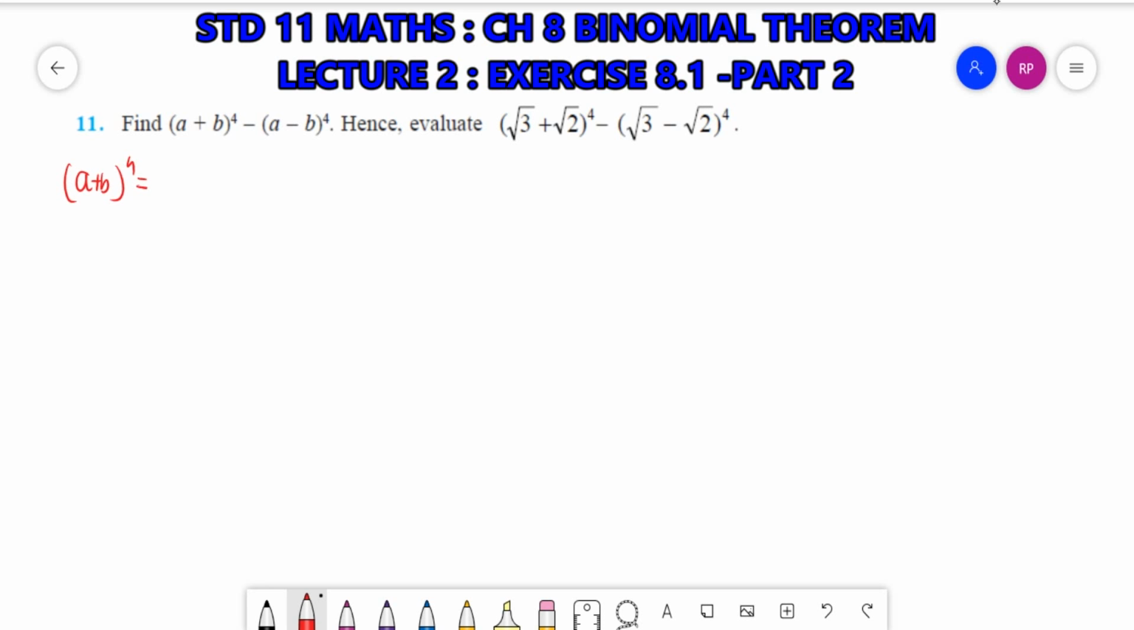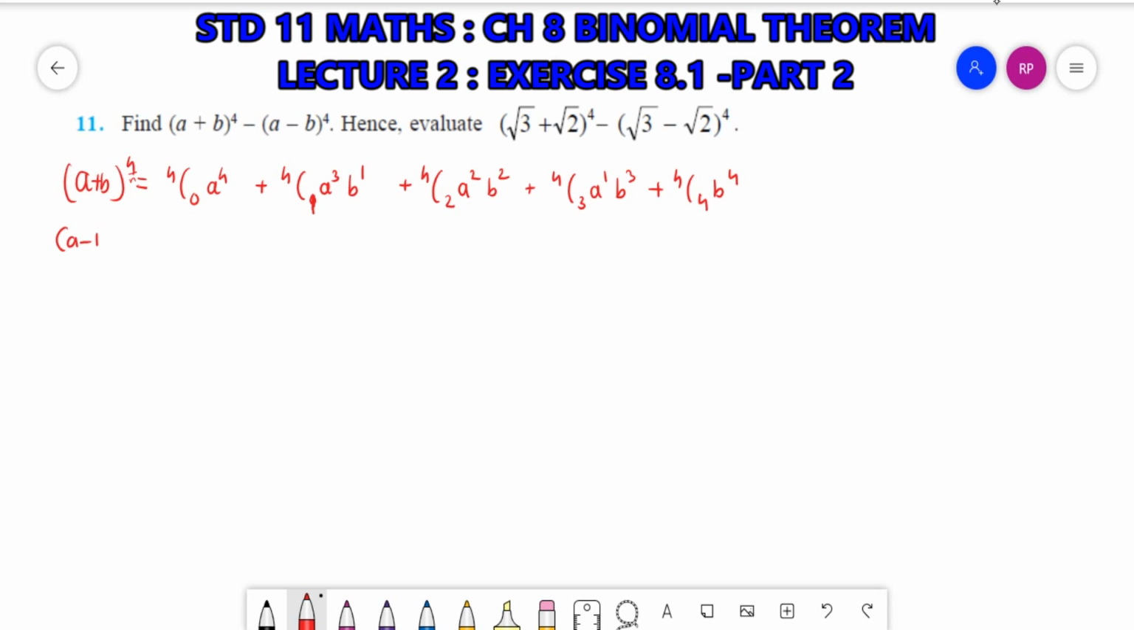So here n is equal to 4. So 4c0 a raised to 4 b raised to 0, so no need to write down, plus 4c1 a raised to 4 minus 1, that is a raised to 3 b raised to 1, plus 4c2 a raised to 4 minus 2, that is a square b raised to 2, plus 4c3 a raised to 4 minus 3, that is a raised to 1 b raised to 3, plus 4c4 a raised to 4 minus 4, that is 0, so no need to write down, b raised to 4.